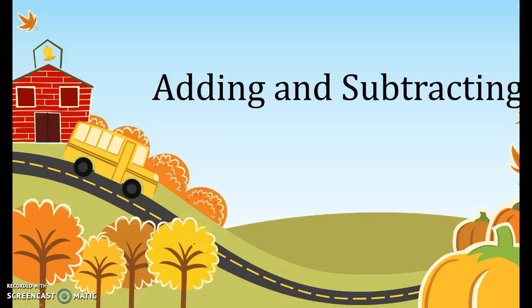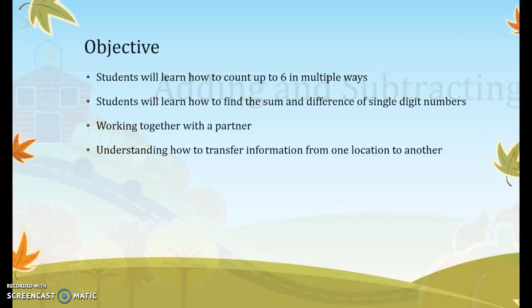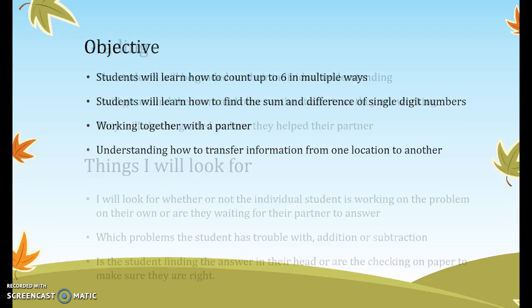Hi everyone. Today we're going to be learning about adding and subtracting using various forms of information and how to transfer numbers from dice to block charts. Our objective is for students to be able to learn how to count up to 6 in multiple ways. Students will learn how to find the sum and difference of single-digit numbers, working together with a partner, and understanding how to transfer information from one location to another.